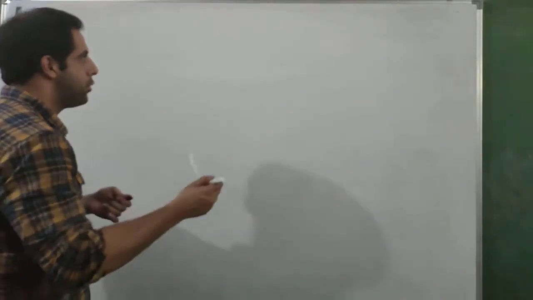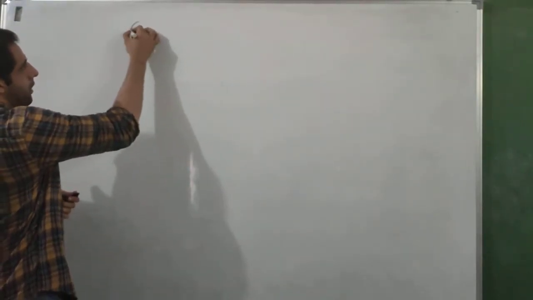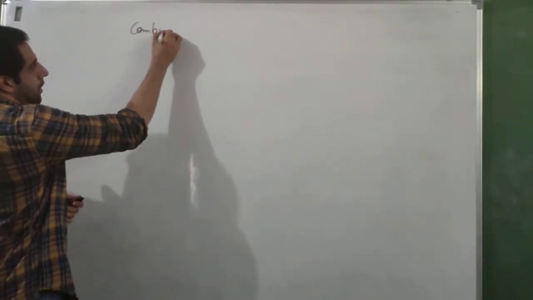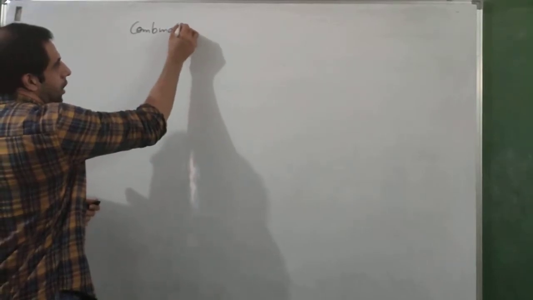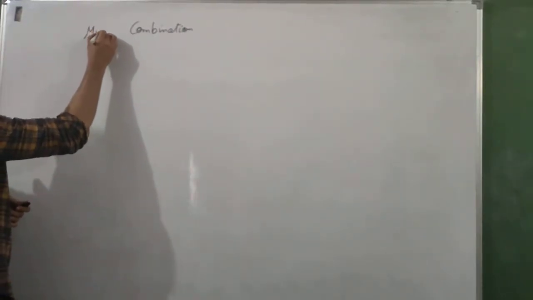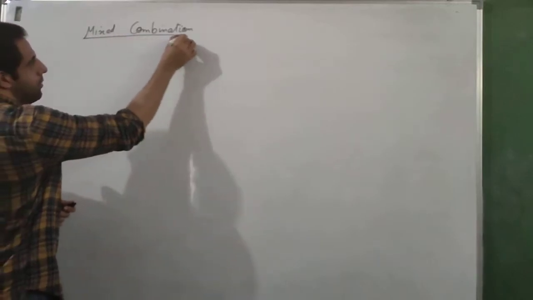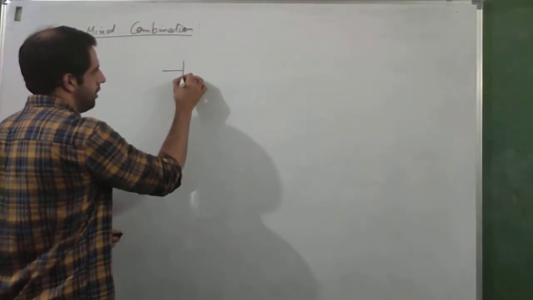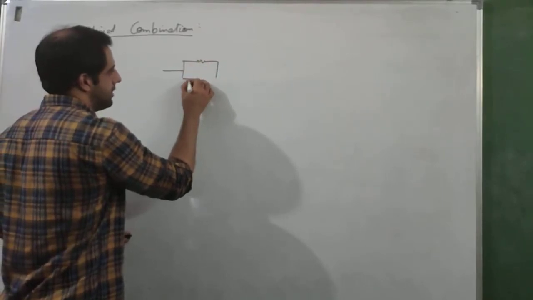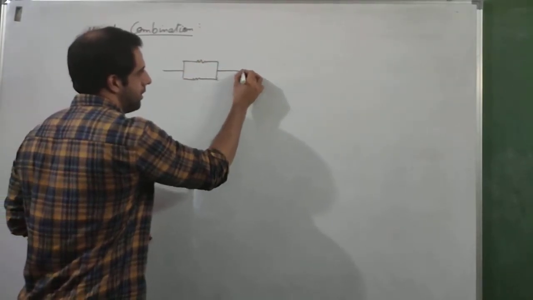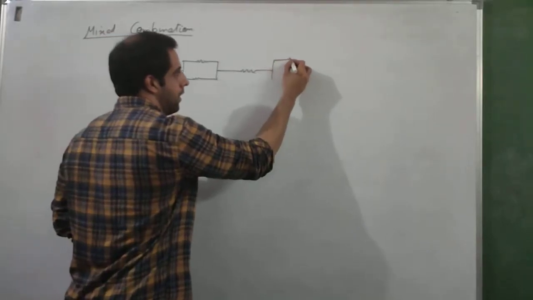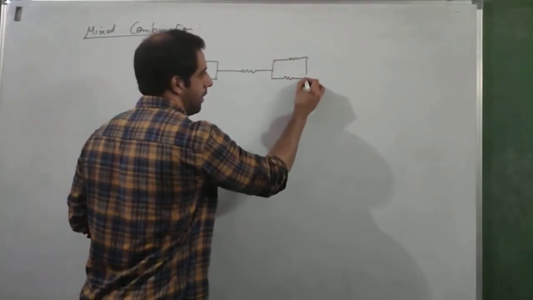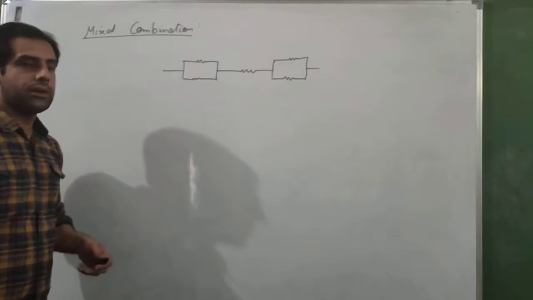So we are going to do a few examples of the combination of series and parallel. Let us call it a mixed combination. And for one example, let us say we are given this circuit. Now this is a mixed combination.